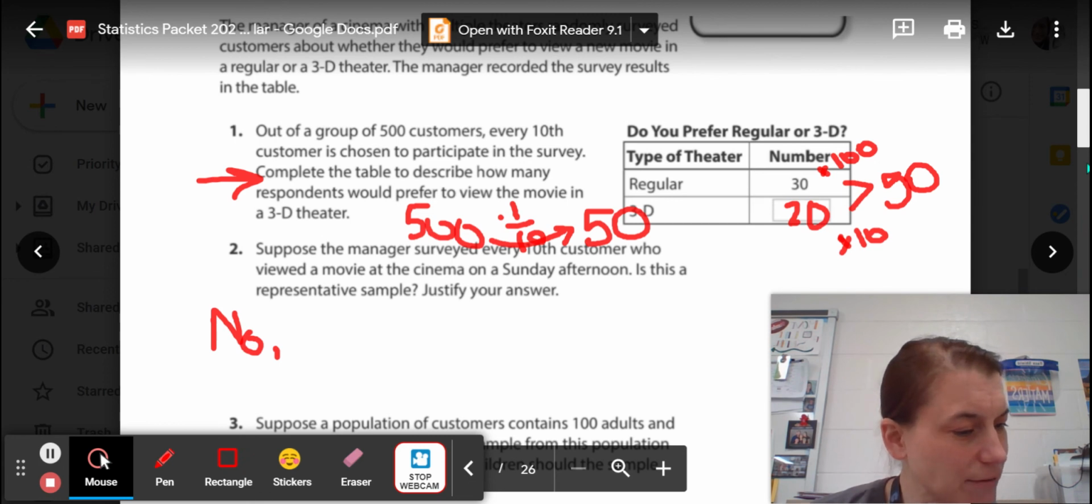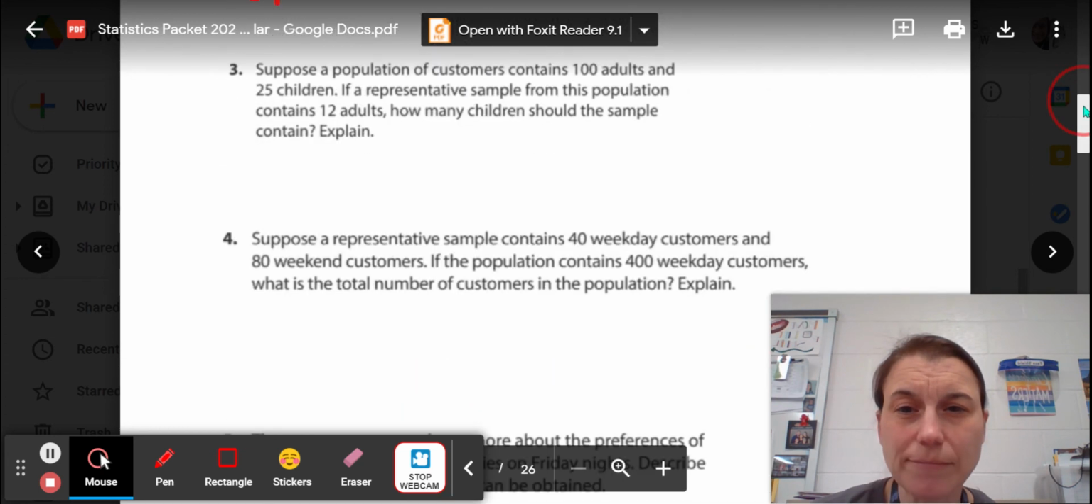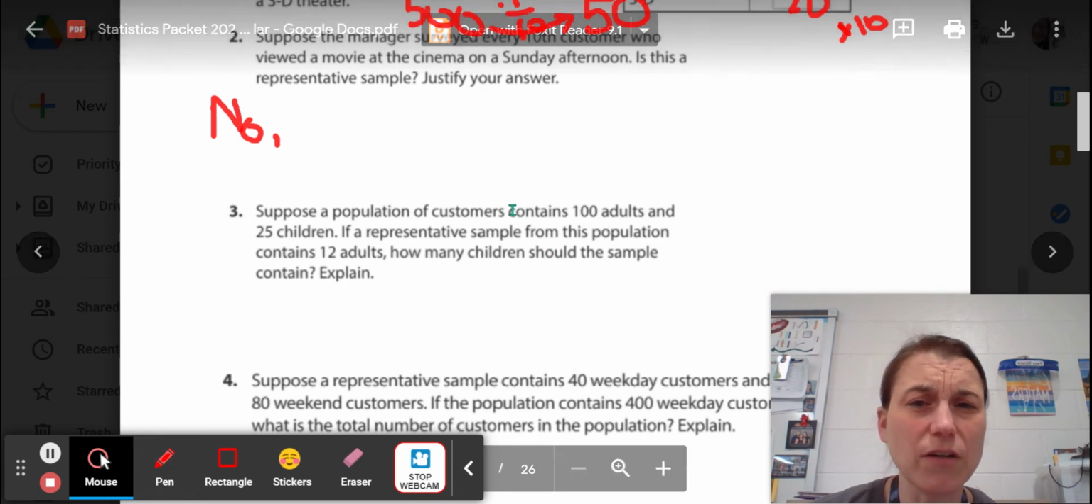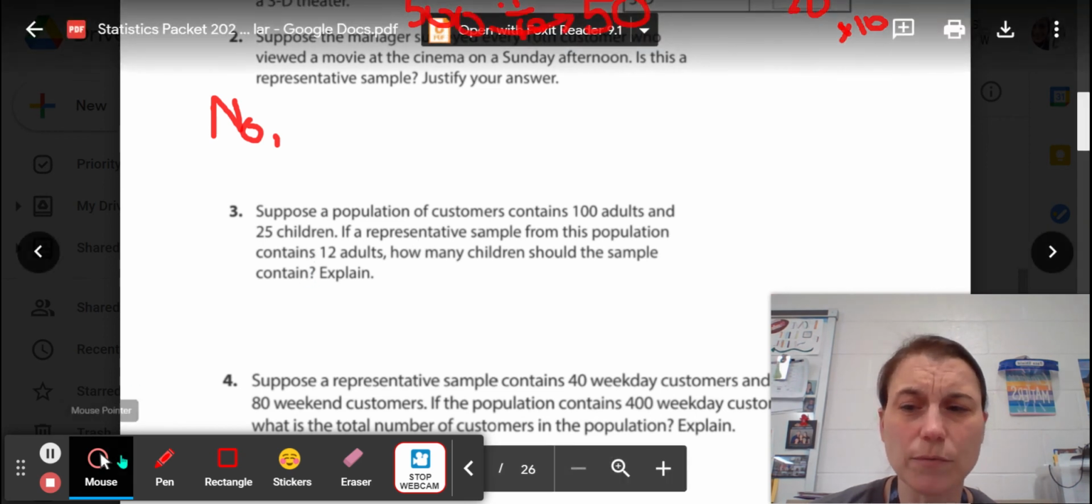And I want to look at one more where we're scaling. So let's look at number 3. Suppose a population of customers contains 100 adults and 25 children. If a representative sample from this population contained 12 adults, how many children should they sample?